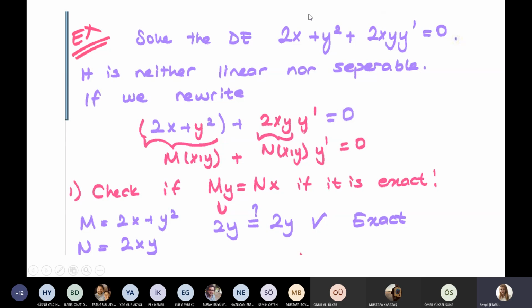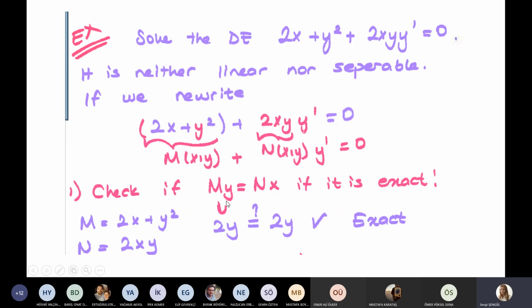So if you look at it, this is M(x,y). This is a function with x and y. And this is the coefficient N(x,y). Again, function with respect to x and y. So our M is 2x plus y squared. Our N is 2xy. And as you can see, this is the true form. Then I can check if it is exact or not.